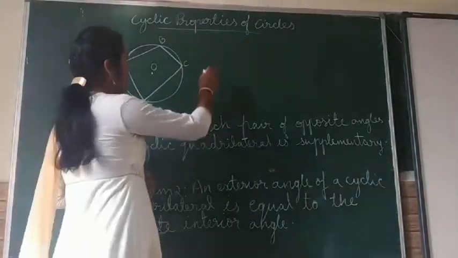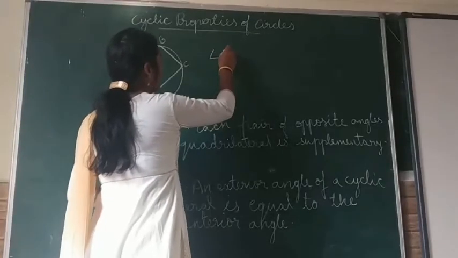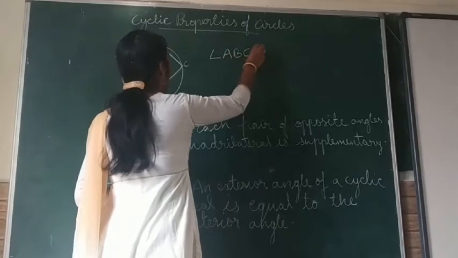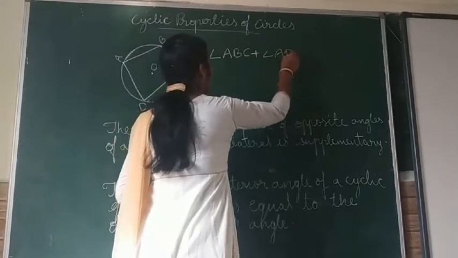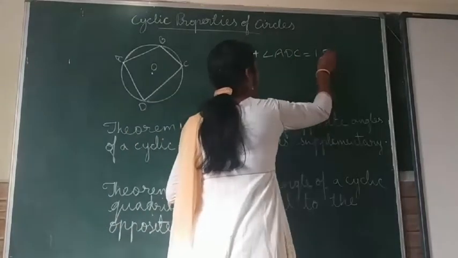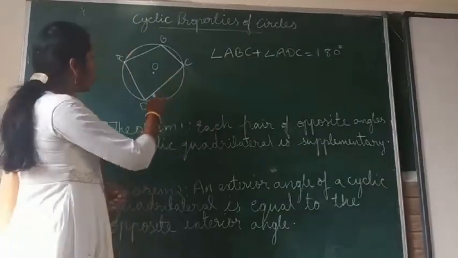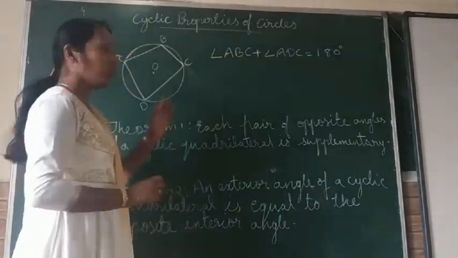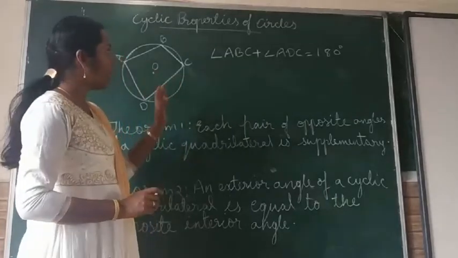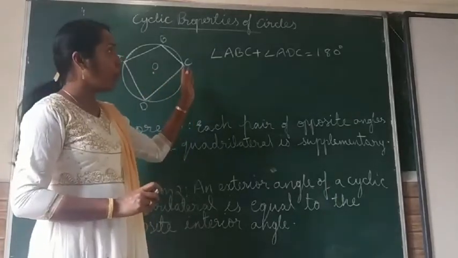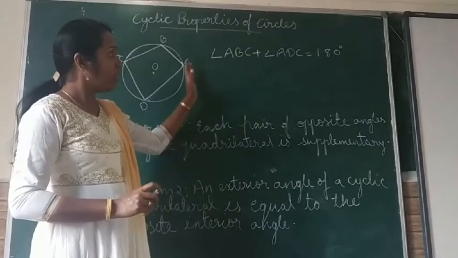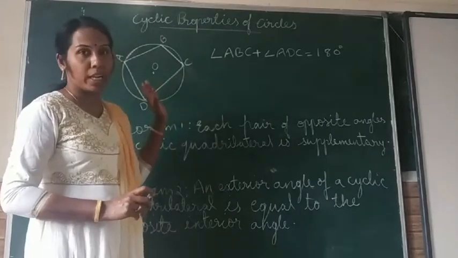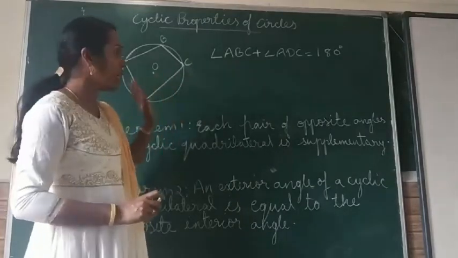Hence we can write, in a cyclic quadrilateral ABCD, angle ABC plus angle ADC is equal to 180 degrees. Similarly, we can write the other pair also. Angle BAD plus angle BCD is also equal to 180 degrees. Now, the converse of this theorem is also true. That means, if in a quadrilateral, opposite pairs of angles are supplementary, then that quadrilateral is a cyclic quadrilateral. So, that is the converse of this theorem.